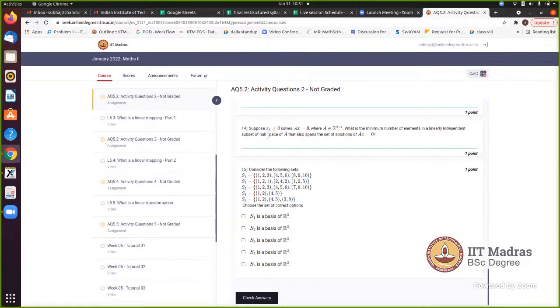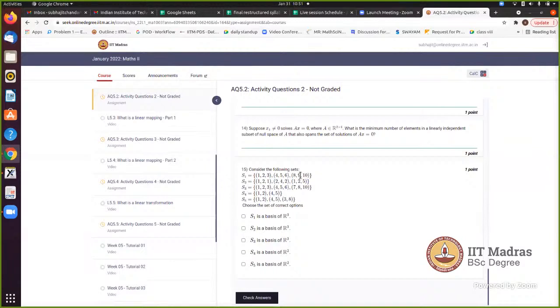So this question, question 14. Suppose x1 non-zero solves Ax equal to 0 where A is a 2 cross 4 matrix. 2 cross 4 means 2 rows and 4 columns. So what is the minimum number of elements in a linearly independent subset of the null space of A that also spans the solution space of Ax equal to 0?